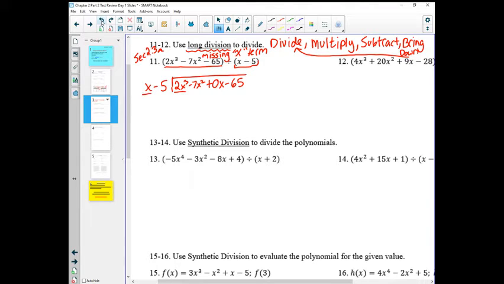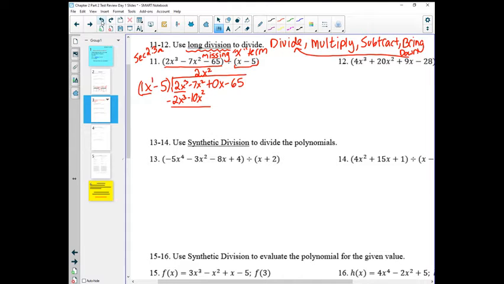First, we divide the first two terms. 2x cubed divided by x to the first. First, we'll divide the numbers. 2 divided by 1 is 2. And x cubed divided by x to the first, we're going to subtract those exponents, which makes x squared. Now we're going to multiply 2x squared through this binomial. 2x squared times x is 2x cubed. 2x squared times negative 5 is negative 10x squared.